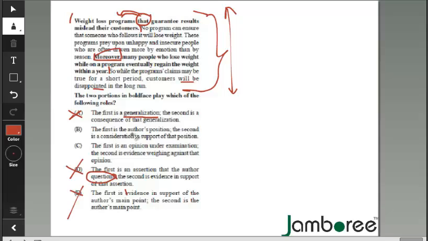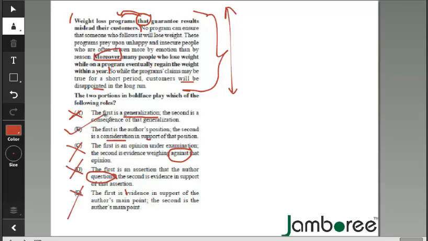Okay, let's read the second portion of B. That is, the second is a consideration. Consideration means what? Reason, right? Consideration gives reason in support of that position. Yes, it is supporting. So this sounds like the correct answer, but let's read C also. The second is evidence weighing against. We don't like the word against. There is nothing against anything in this paragraph. So your C is out. B is the right answer.